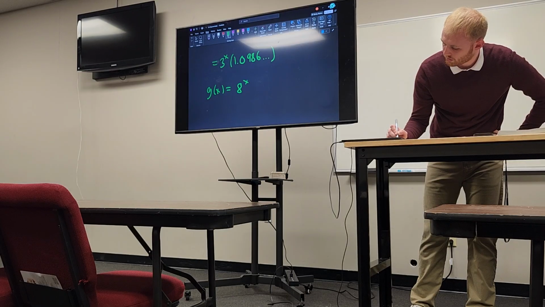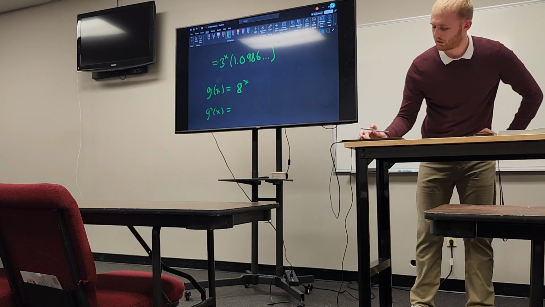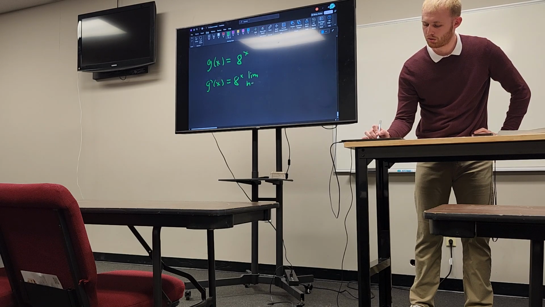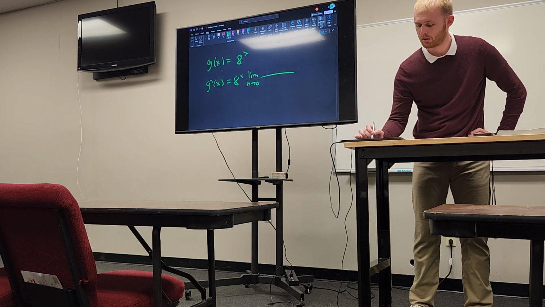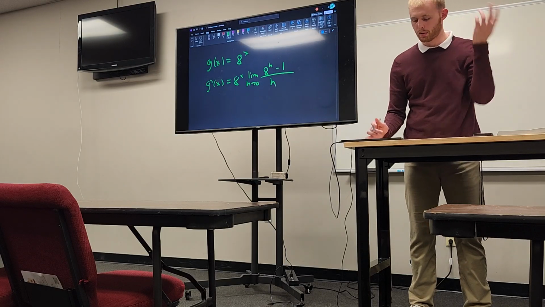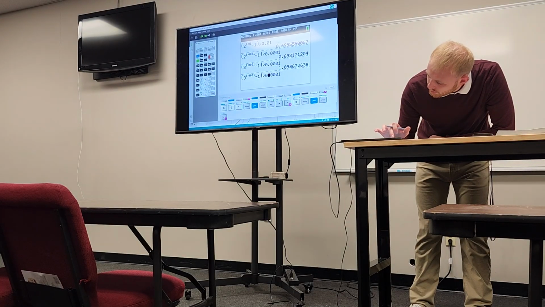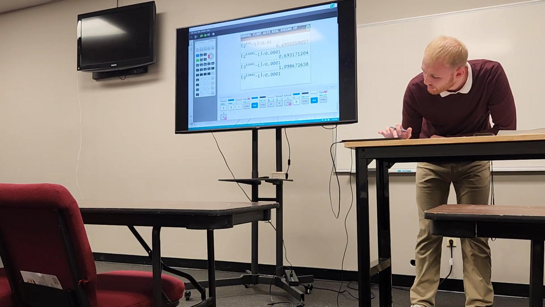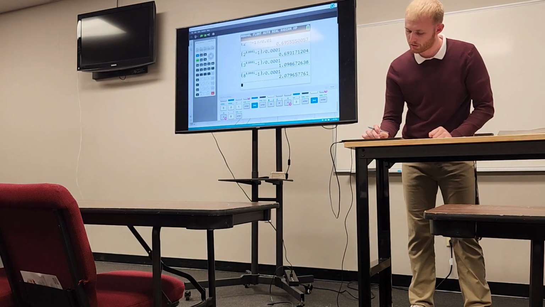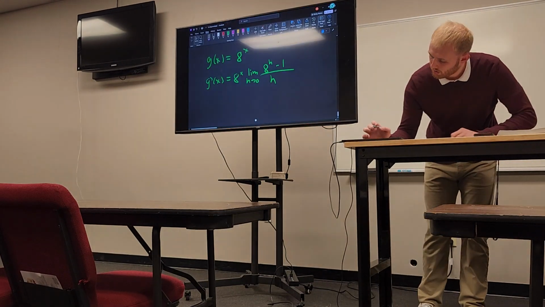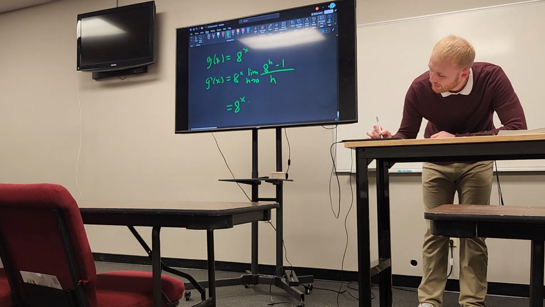8 to the x. Can I skip all these steps and just write this? What do I have here? 8 to the h minus 1 over h. Good, okay. So then let's plug in some small values, right? Second, enter, scroll all the way over and find small values for 8 to the x. The slope there is like 2.079. So this is about 8 to the x times 2.